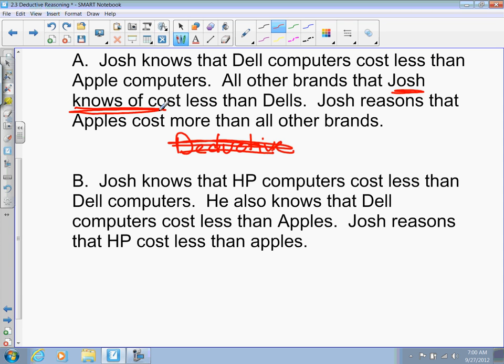Does he actually know for sure? No, he looks at a pattern that all other brands cost less than Dell that he sees. This is kind of the key, that he doesn't know if he checked into all computers, but it seems like all of them are going to. So that should be inductive reasoning.